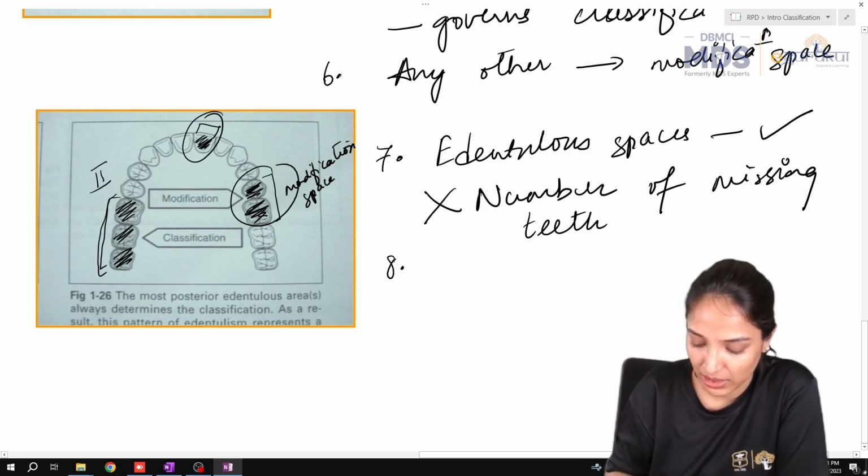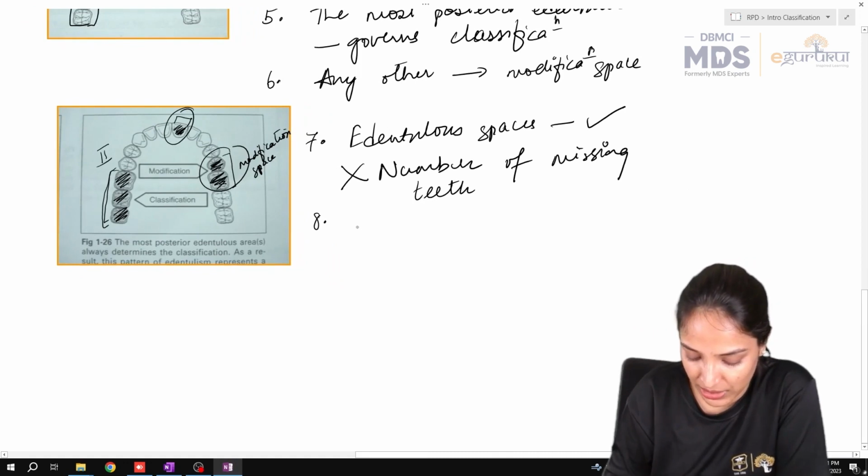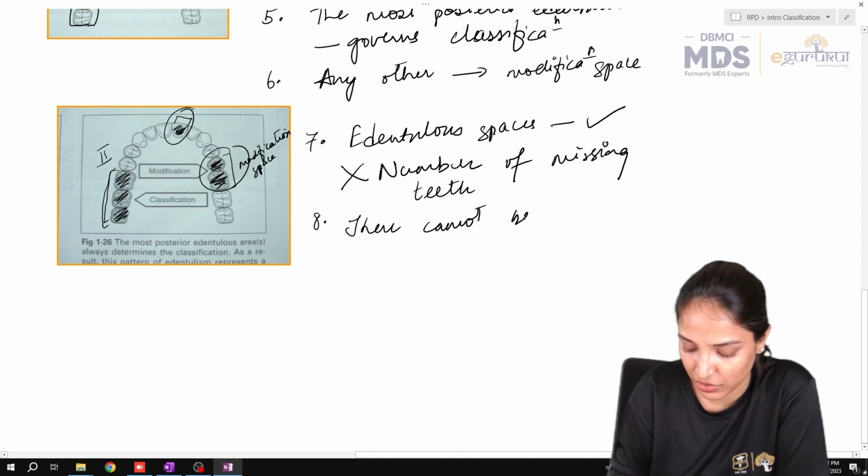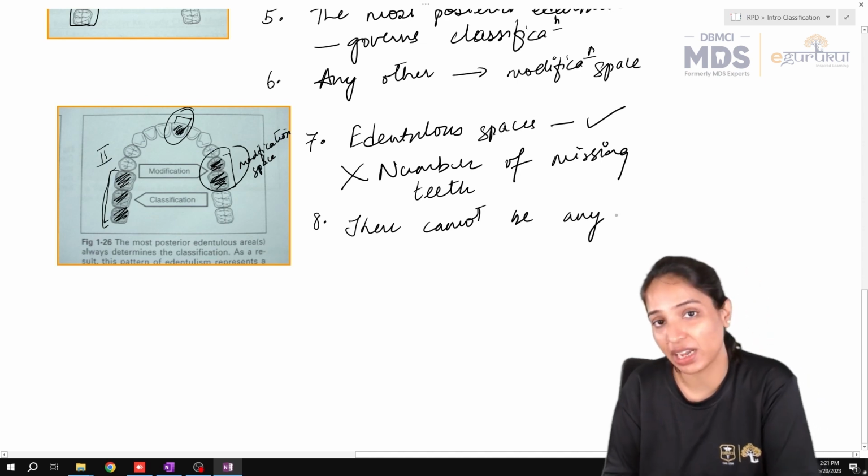Rule number 8 is a very obvious rule which says that there cannot be any modification space in Kennedy class 4.